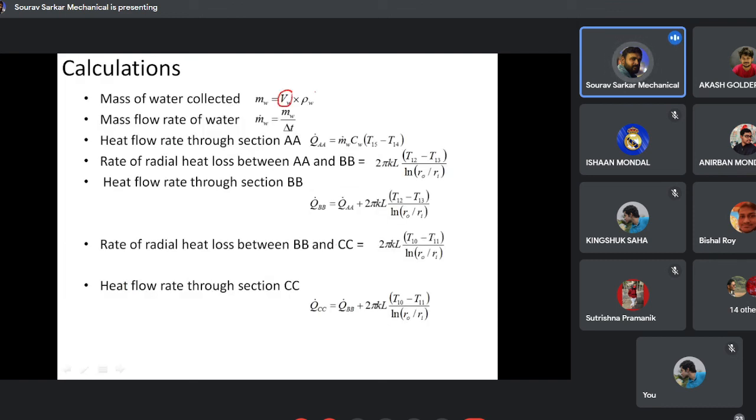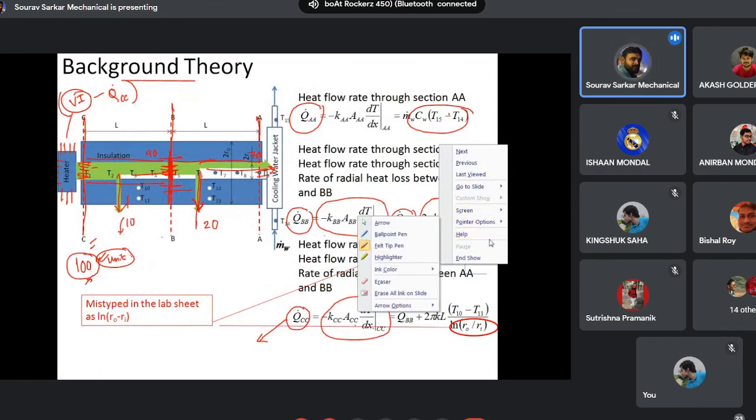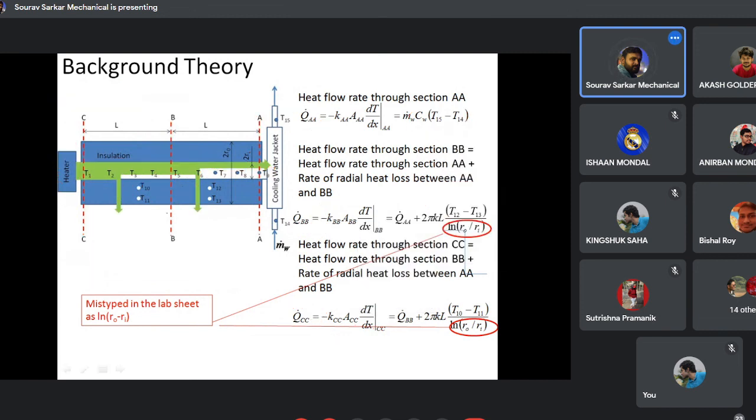First, to calculate the volume flow rate, multiply with the known density at that temperature to find the mass flow rate from the mass quantity collected. Since we know T15, T14, and m dot, I can find out QAA. I know the radial location temperatures at this section. Basically, I'm traveling in the backward direction, trying to quantify the heat from this direction. This is known, this you quantify, take a sum of this, and you will get this. So we are moving in this direction.